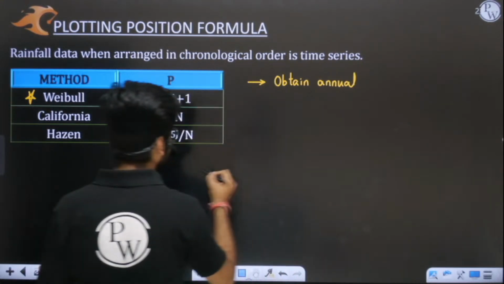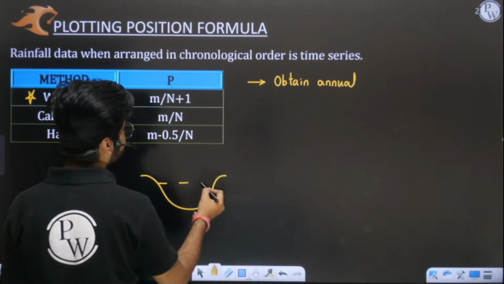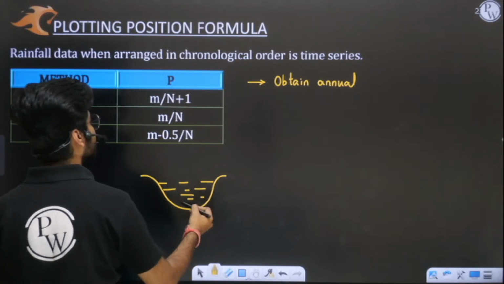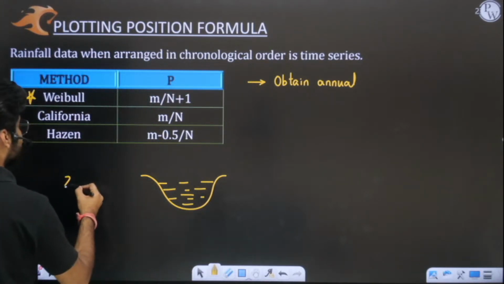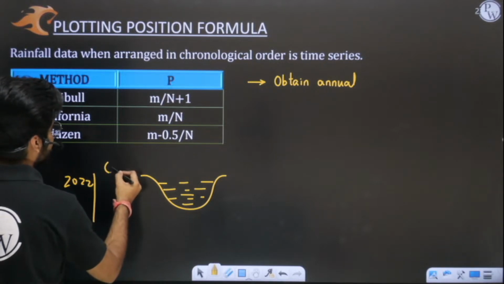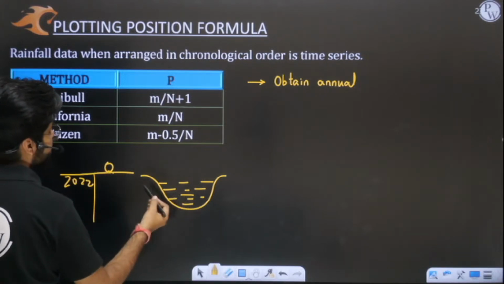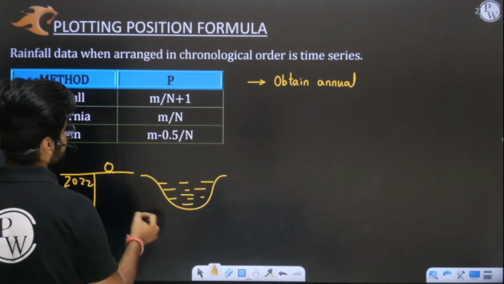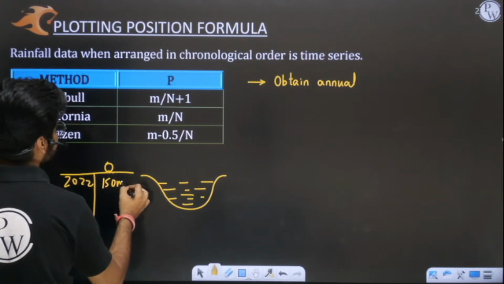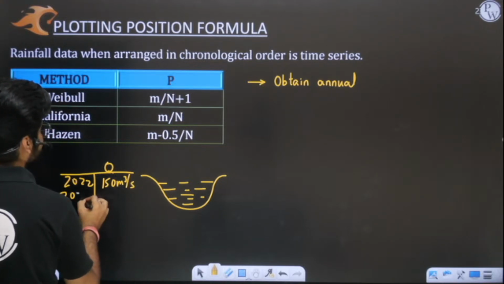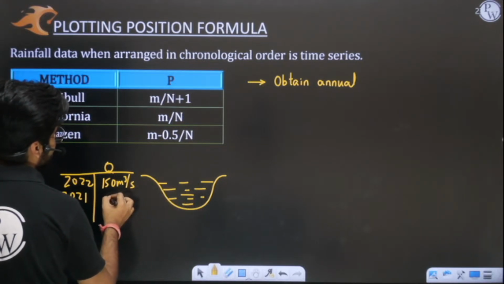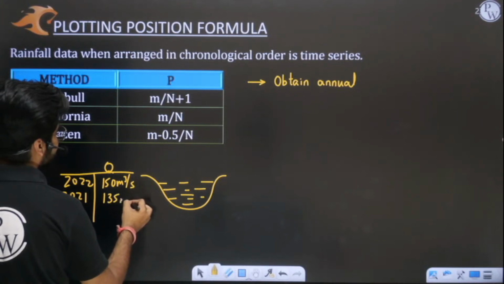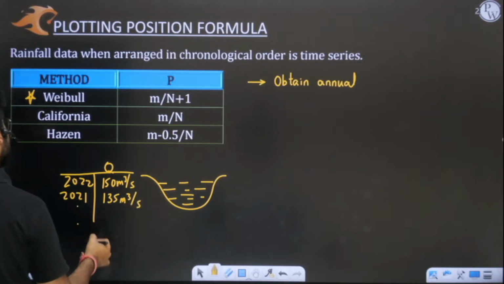If we are studying a river, let us say this is a river. For every year, let us say 2022, what will be the highest discharge that I will plot here? Let us assume that in this river, in year 2022, the highest discharge is, let us say, 150 meter cube per second. In the year 2021, the highest discharge in this river was, let us say, 135 meter cube per second. Like this, I will collect the data.